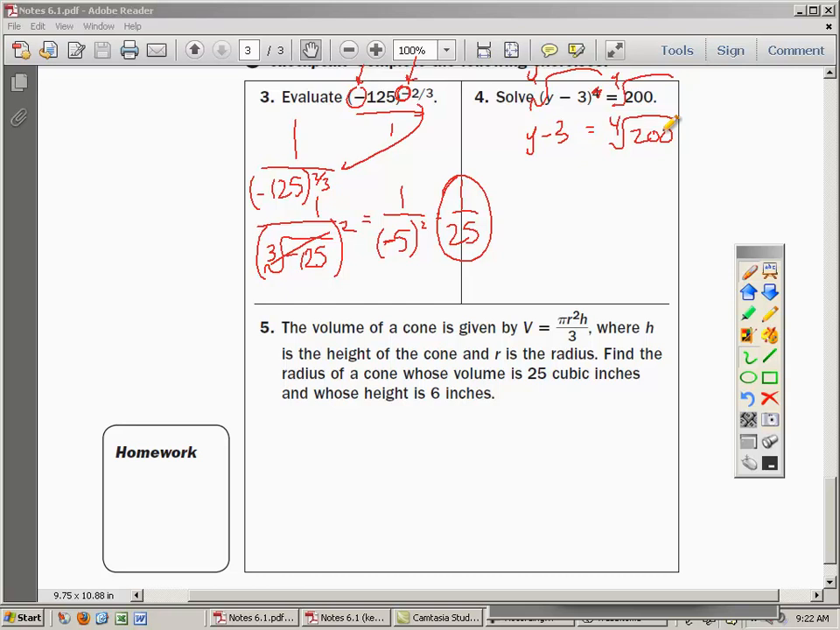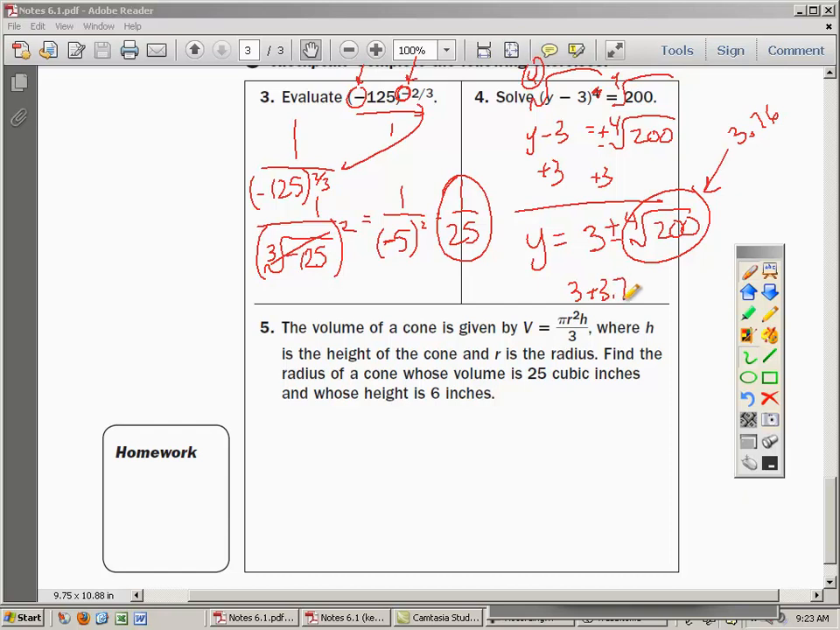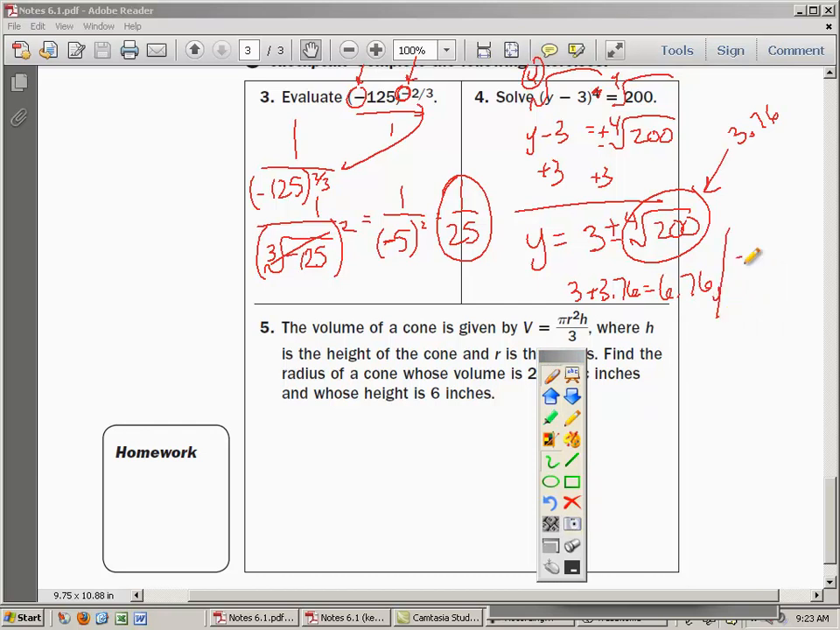And remember, when we take the even root of a number, we always have to consider plus or minus. So we're going to add 3 to both sides, and y is equal to 3 plus or minus the 4th root of 200. As I told you, the 4th root of 200 is about 3.76. So 3 plus 3.76 gives roughly 6.76, and 3 minus 3.76 gives roughly negative 0.76. Since those numbers don't come out very pretty, we're going to leave them as decimals.